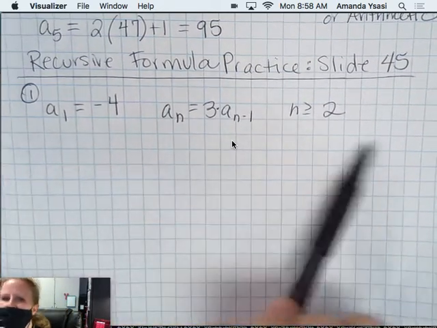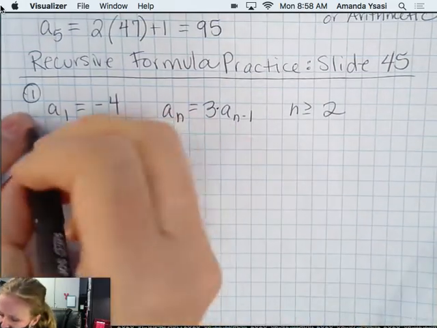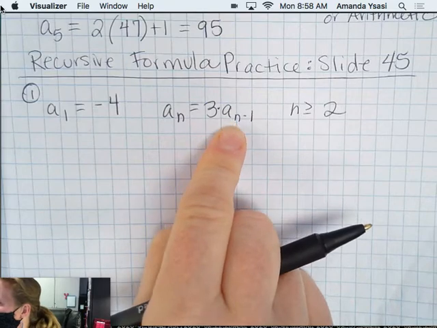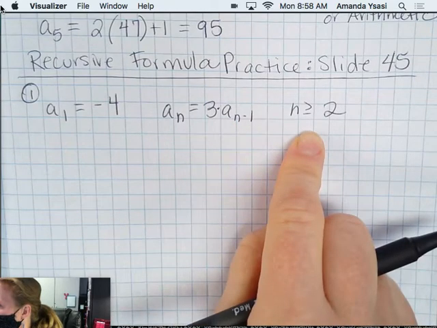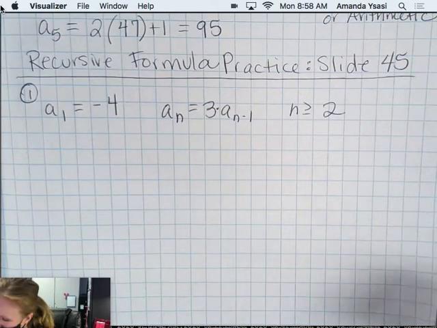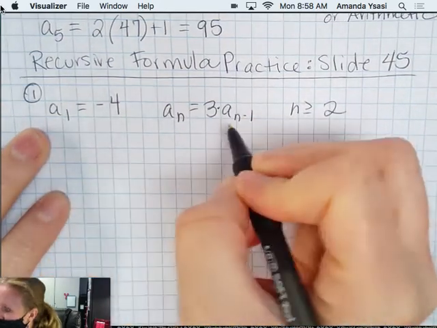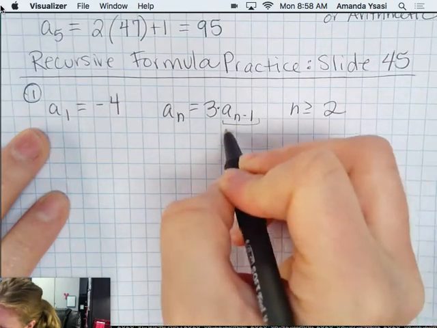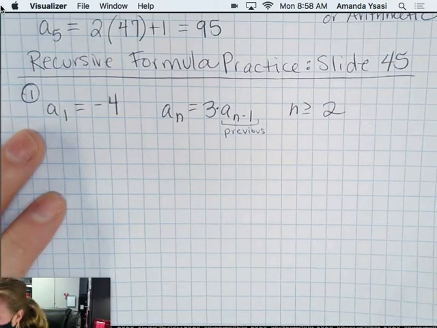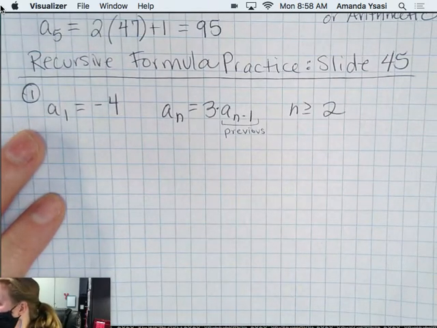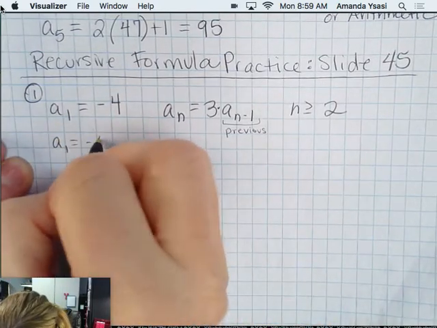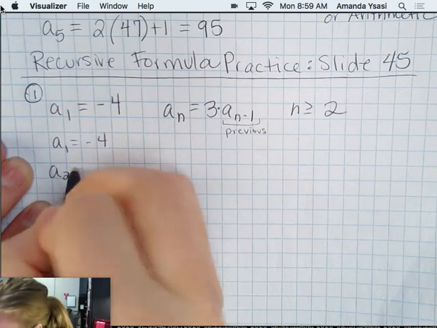All right, so let's look at this problem. It says A1 is -4, and then we have AN equals 3 times AN minus 1, for N greater than or equal to 2. So remember, this is your first term, and then the AN minus 1 is your previous. So it's just going to be 3 times the previous. So let's put A1 equals -4, and then let's find A2.